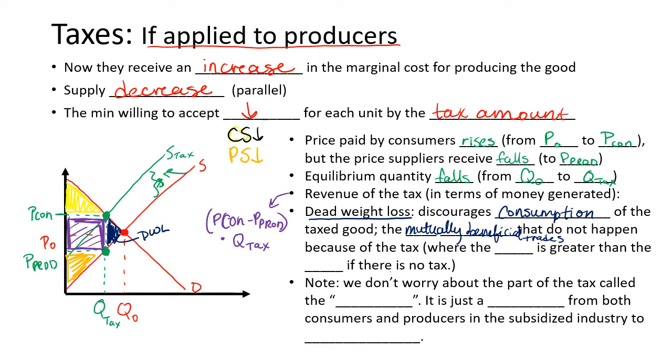So there are places where the cost to produce is actually lower, if you ignore the tax, than the willingness to pay. So people would trade, but they don't because the tax artificially increases the costs. So this is where the marginal benefit is greater than the marginal cost if there was no tax. Right? That's all these units here.